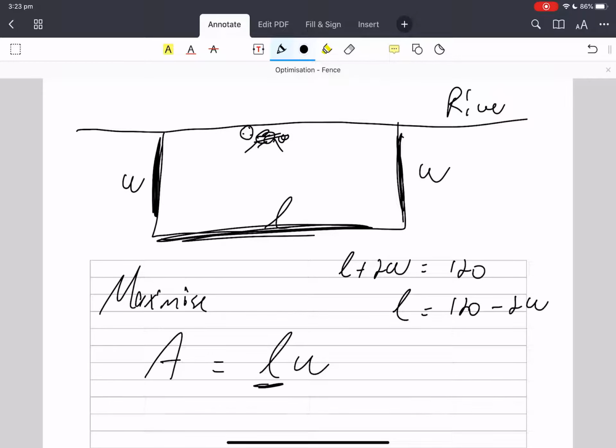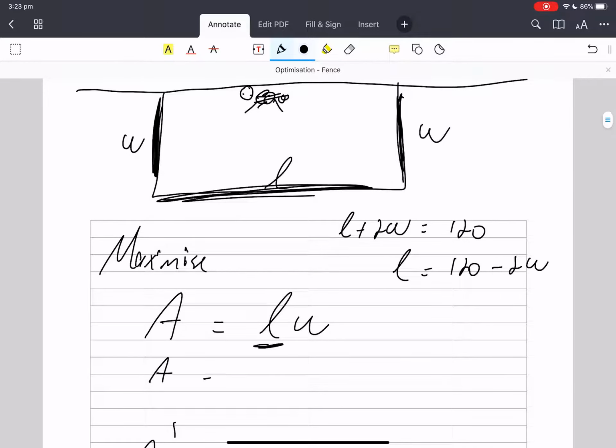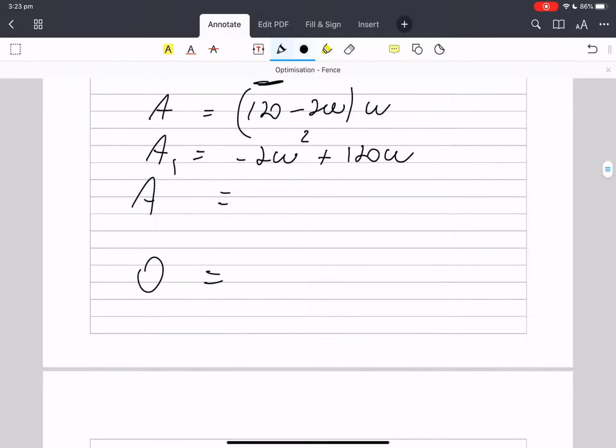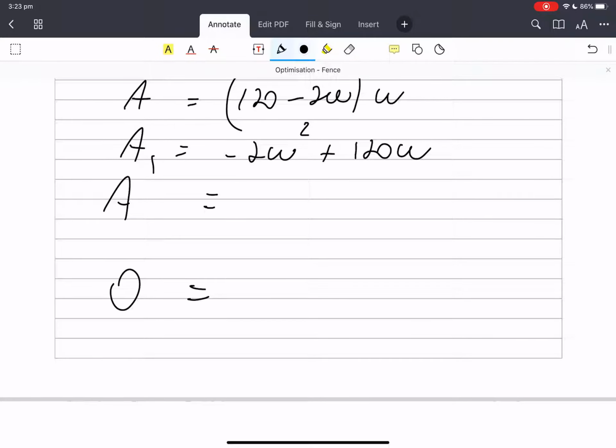So L must be 120 minus 2W. Substituting that into the area, we don't want to differentiate that, so A equals 120W minus 2W squared. Now we're going to differentiate it. The derivative is 120 minus 4W.